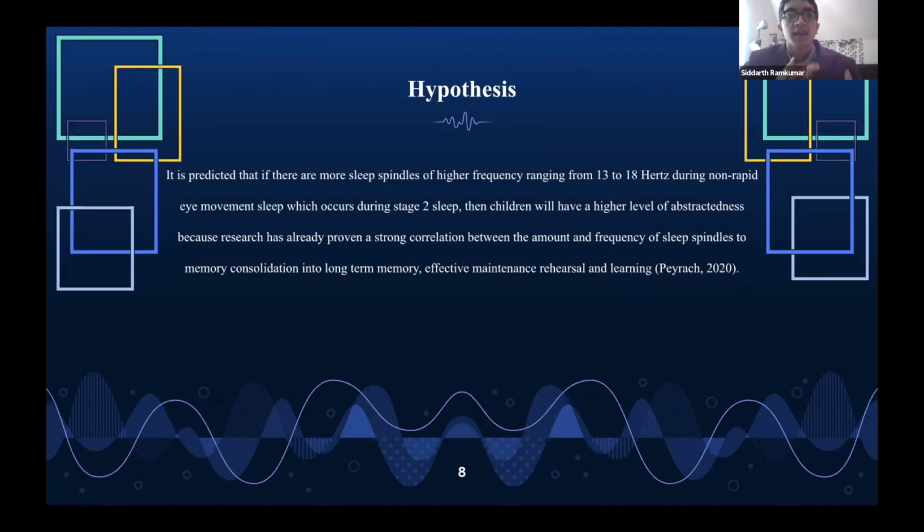Okay, so what is our hypothesis? Our hypothesis is that if there are more sleep spindles of higher frequency, ranging from 13 to 18 hertz during non-rapid eye movement sleep, which occurs during the second stage of sleep, then children will have a higher level of abstractedness, because research has already proven a strong correlation between the amount and frequency of sleep spindles and memory consolidation into long-term memory, effective maintenance rehearsal, and learning.